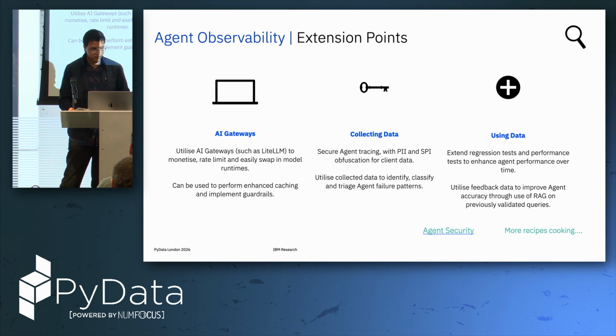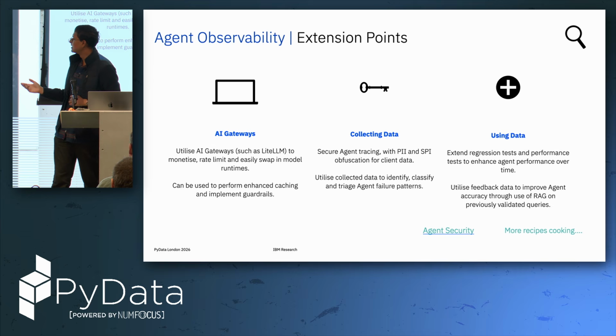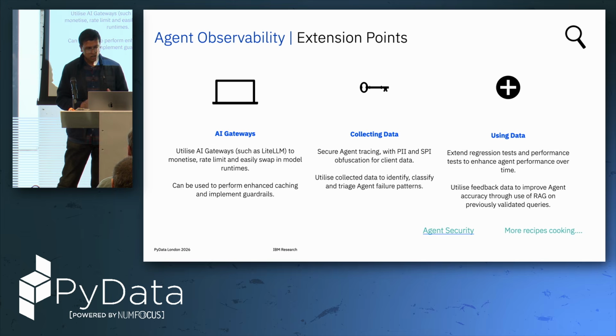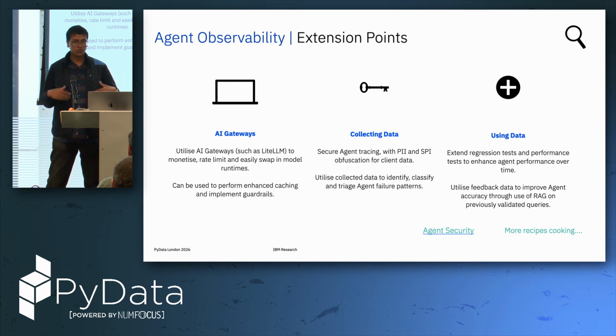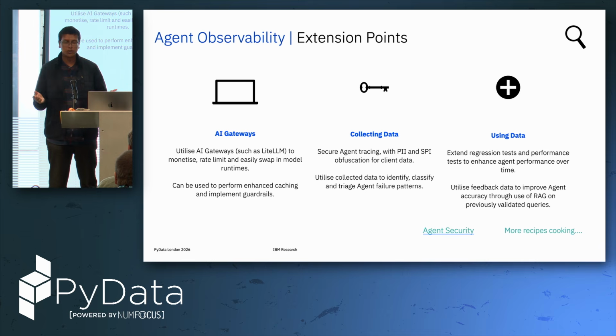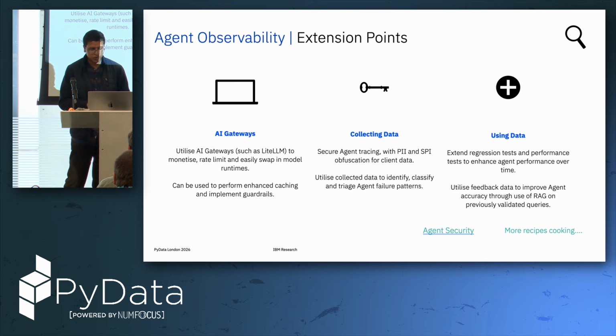So AI gateways, collecting data, using data, you guys want to be thinking about this a little bit more as well. Can you utilize this collected data to identify and triage agent failure patterns, and then can you extend your regression tests that you've built to those test cases that you might have found the agent wasn't doing well on, so that you can validate that in the future, you're going to be doing better on those going forward as well.